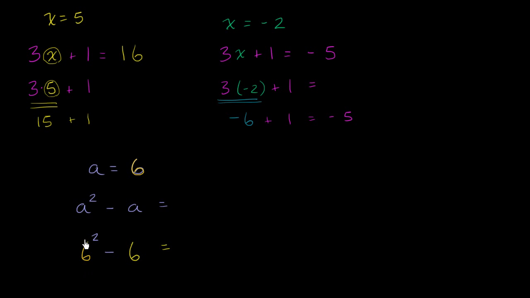So what is 6 squared? 6 squared is 36. So this part right over here evaluates to 36. And then I have the minus, and then from that I'm going to subtract 6. So 36 minus 6, well, that just evaluates out to 30. So when a is equal to 6, a squared minus a is equal to 30.